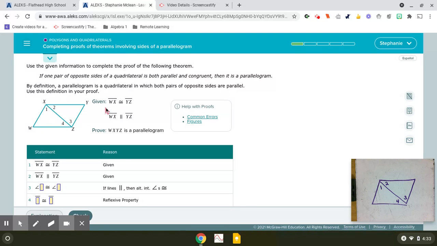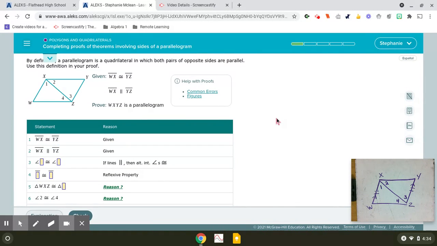Okay, so they tell us that this is W, X, Y, and Z. They tell me that WX is congruent to YZ. They tell me that WX is parallel to YZ. So I'm going to mark it as parallel like this. Okay, so they only tell us one part of proving the two triangles are congruent. Okay, we have to figure out the rest of it.